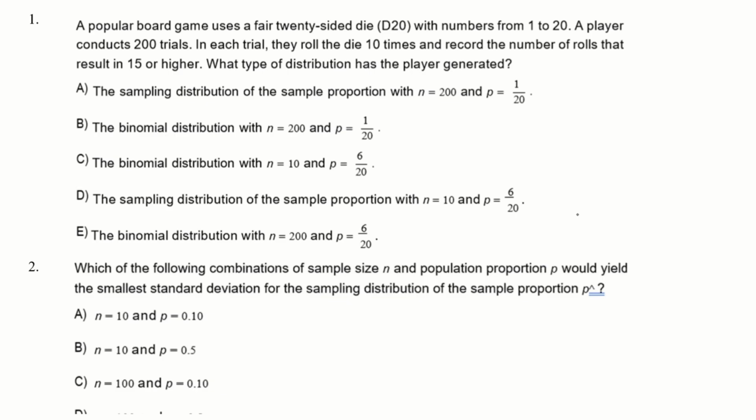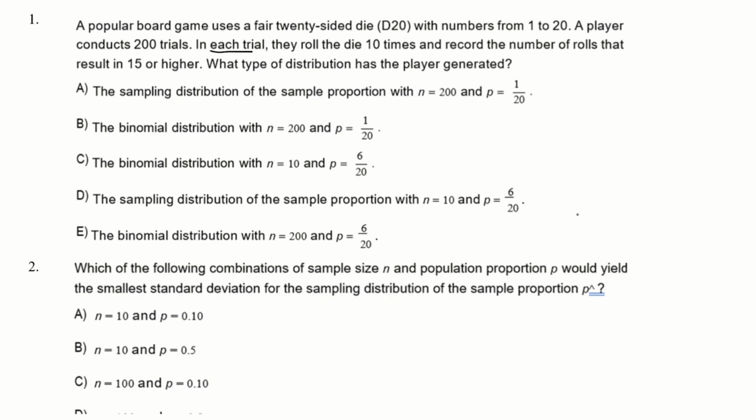Okay, so if you're coming from chapter 6 where we did those other distributions, this would make more sense. So here you have this die from 1 to 20, and you're rolling it. Now for each trial, they're just rolling it 10 times, right? So you just got to be careful. They're doing 200 trials, but for each individual one, you have 10 times that you're rolling the die. So we're just going to focus on each trial, not the number of trials.